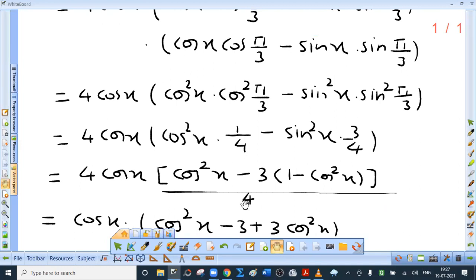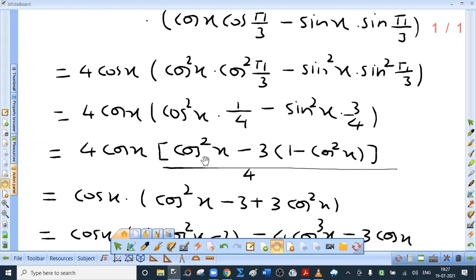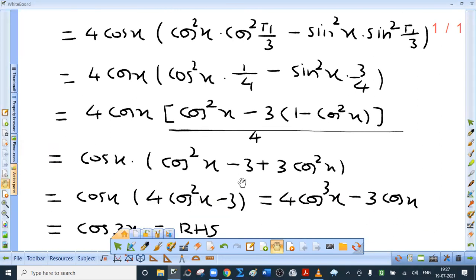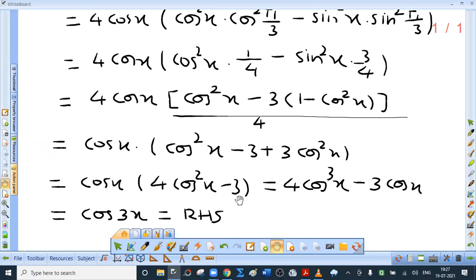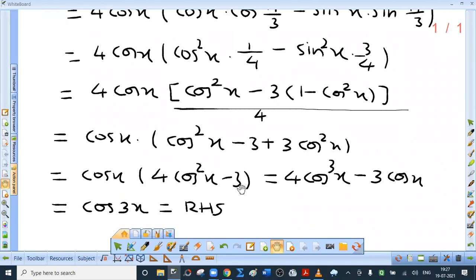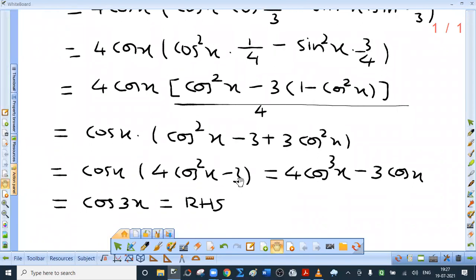Now use common sense. We need cos 3x, which is entirely in terms of cos. And that is why this sin square x is to be written as 1 minus cos square. 4 gets cancelled. So cos x into cos square minus 3 plus 3 cos square. That is cos x into 4 cos square x minus 3, which is nothing but 4 cos cube x minus 3 cos x, which is cos 3x, which is nothing but right hand side. So that's it for today.